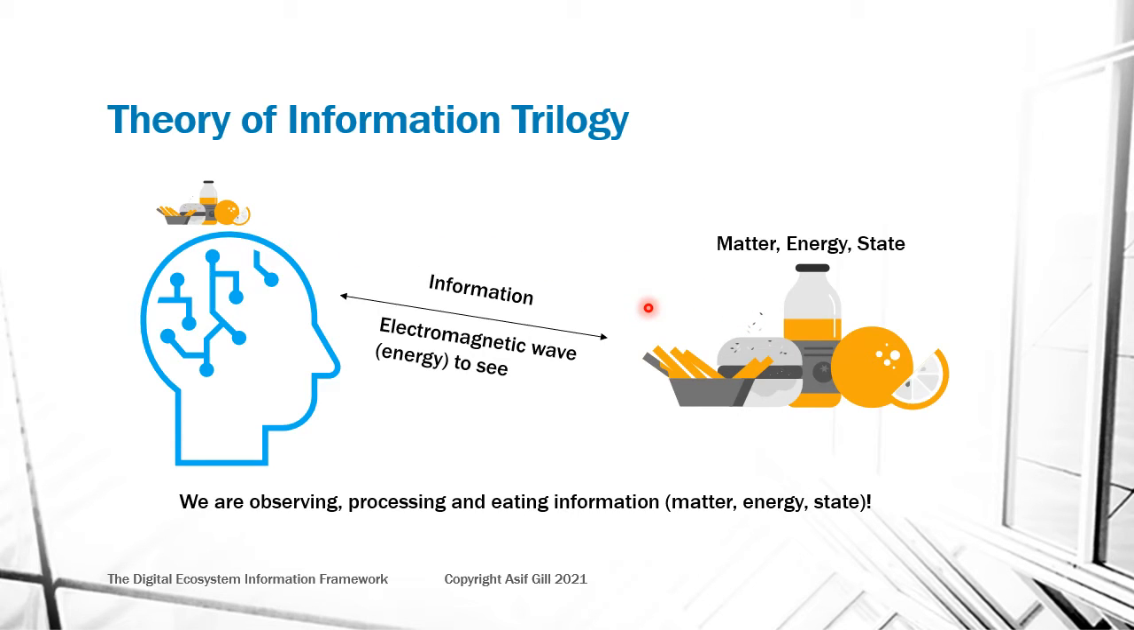So information is matter, information is energy, and information is state as well. When information is processed, it visualizes for us the state of that particular matter, energy, and state. Essentially, what we are observing and processing is all information. So in this scenario, can we say we are observing, processing, and eating information? That's an interesting concept, where we look at information as it exists around us.